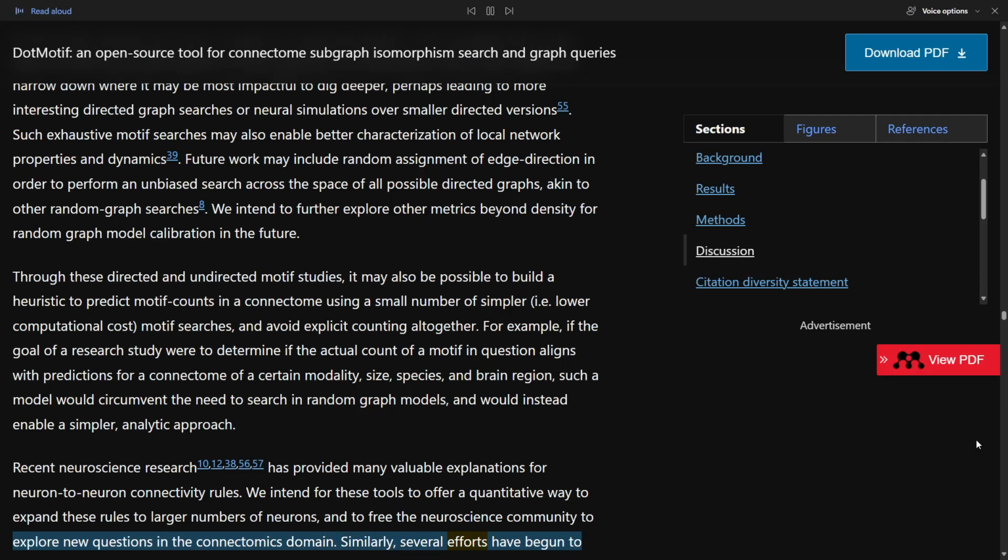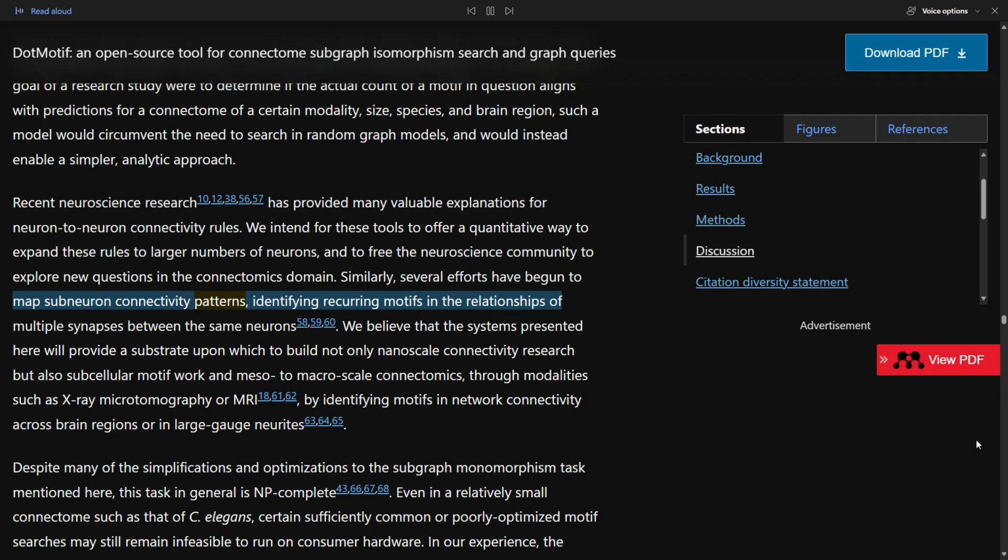Similarly, several efforts have begun to map subneuron connectivity patterns, identifying recurring motifs in the relationships of multiple synapses between the same neurons. We believe that the systems presented here will provide a substrate upon which to build not only nanoscale connectivity research but also subcellular motif work and meso to macroscale connectomics, through modalities such as X-ray microtomography or MRI, by identifying motifs in network connectivity across brain regions or in large-gauge neurites.